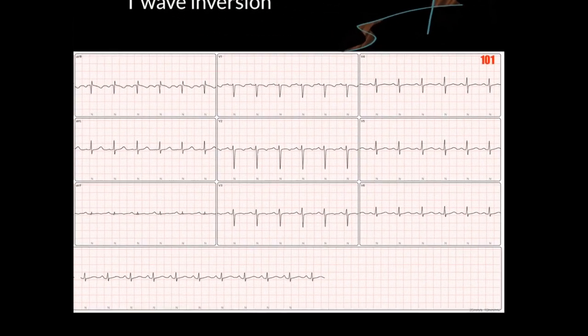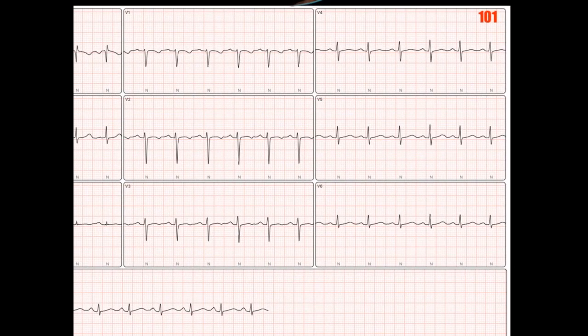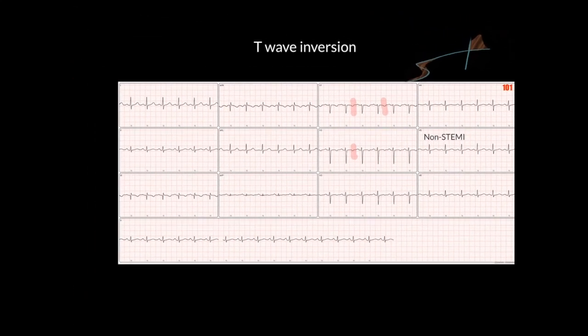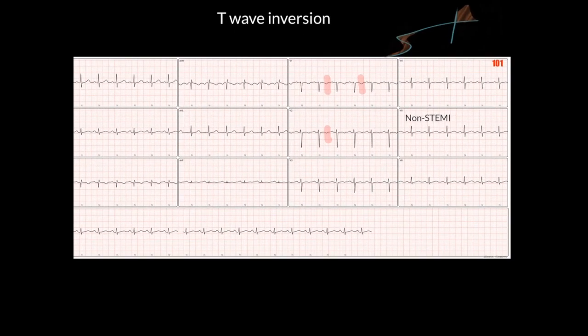Now here is what T-wave inversion would look like, and we can see that the T-waves in the septal leads are inverted, which is showing some septal ischemia. So with the proper biochemical evidence, we could diagnose this as a non-ST elevated myocardial infarction.